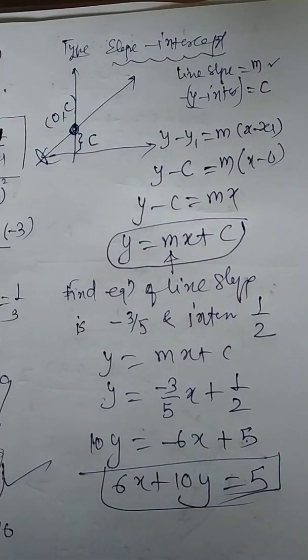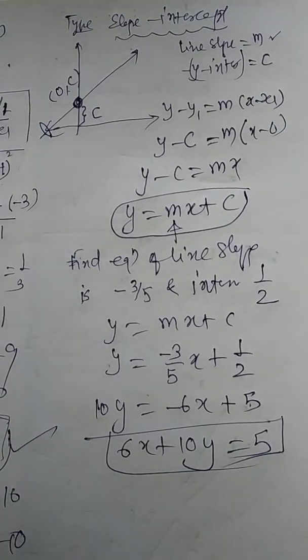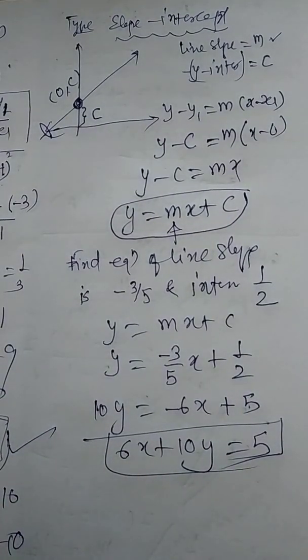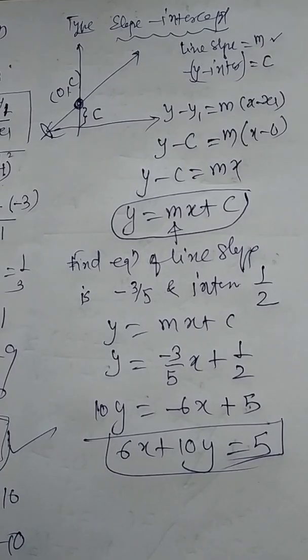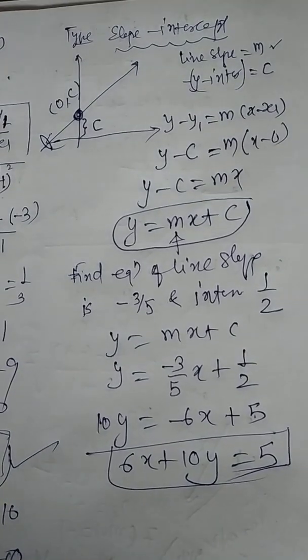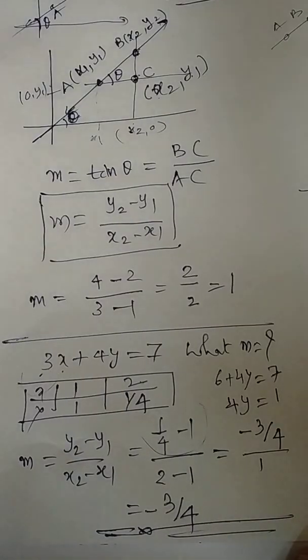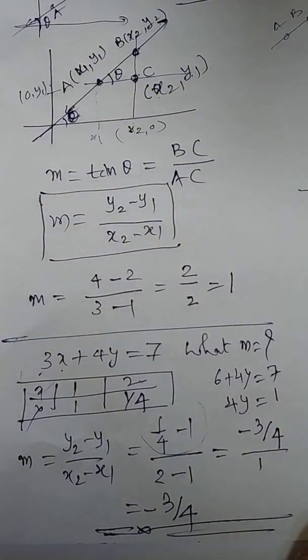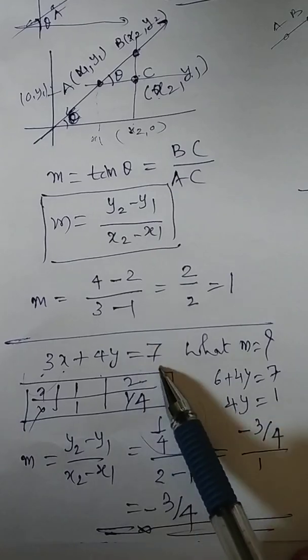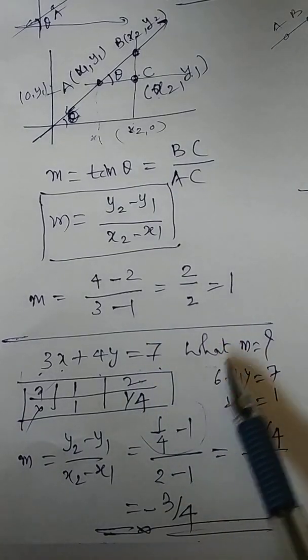Now the form which you have learned just now is very easy and a most important concept. I am telling you what to do when the equation of a line is given and you have been asked to find the slope. Look here, the question was 3x plus 4y is equal to 7. What is the value of m?